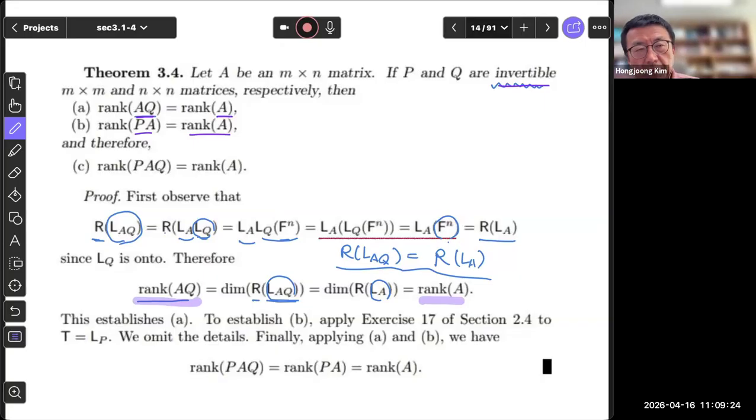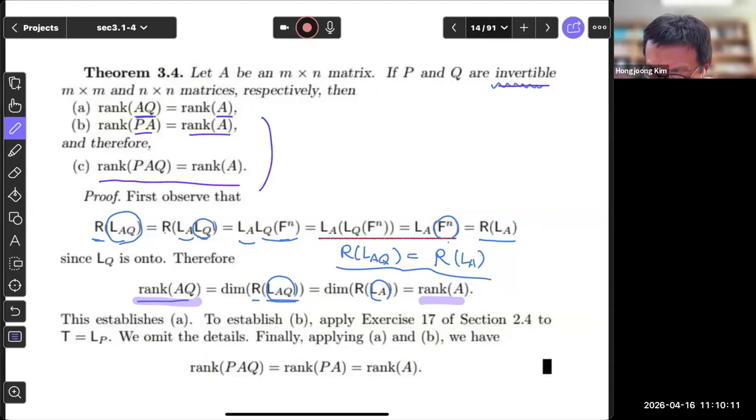Dimension of the range means the number of independent vectors in that range. So the multiplication by a matrix is representing a certain mapping, right? And this mapping does not change the number of independent vectors. So if A is true, then you can easily prove B, and if A and B are true, then we can derive the statement C.